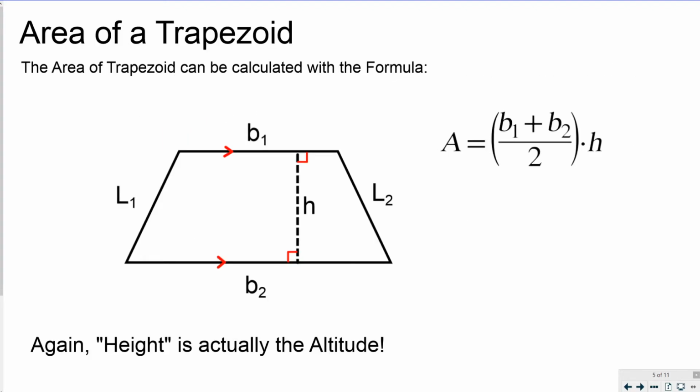To calculate the area of a trapezoid, you're going to add the two bases together. It's kind of like the formula for kites and rhombuses, but you add the bases together and then divide by 2. Then you multiply that calculation by the height. So basically you're taking the average of the two bases and multiplying that by the height. The height is actually the altitude, and it needs to make a 90-degree angle, so no 90, no good.